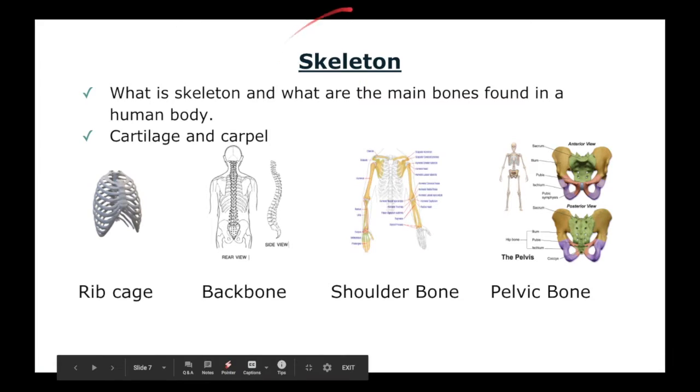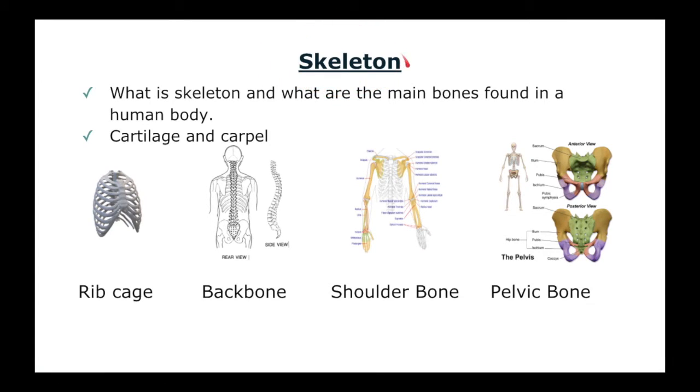What is skeleton? Skeleton is nothing but the main framework that gives structure to all organisms. It is made up of multiple bones, small corpuscles, cartilage, everything are the units of the skeleton. So skeleton is the framework of each and every organism that gives shape to the particular organism.